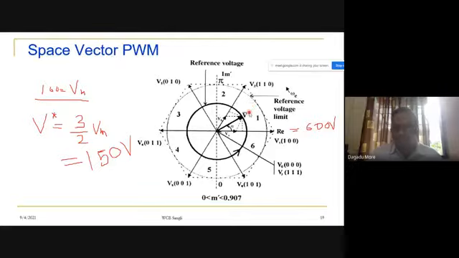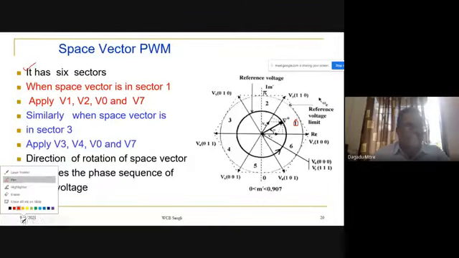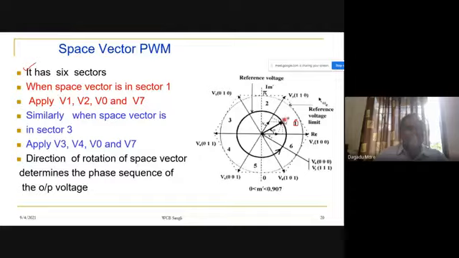And now let us go here. Whatever we have just discussed is listed here. We have 6 sectors, named 1, 2, 3, 4, 5, 6. When the space vector is in sector 1, in the diagram we have shown, we apply V1 and V2.